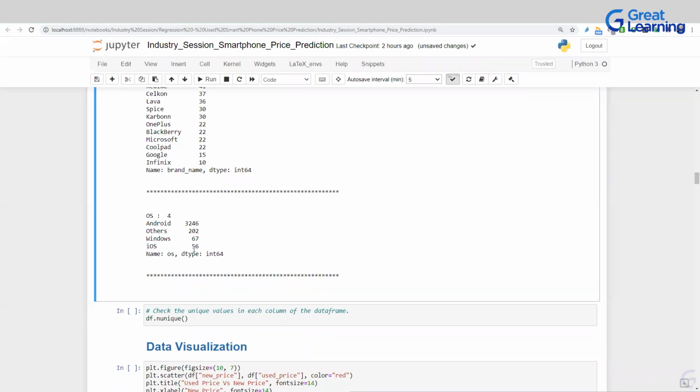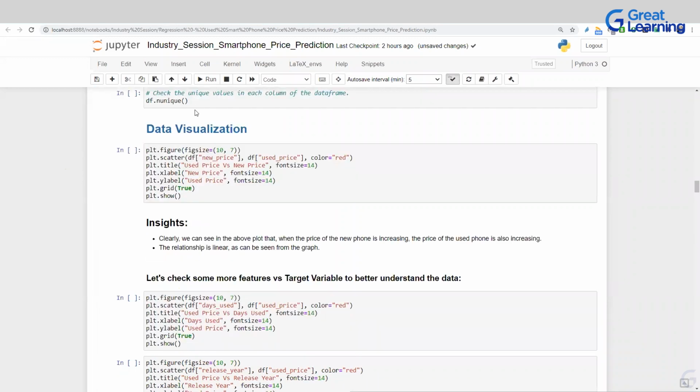iOS is used by Apple only. So there are only 56 Apple phones in the market out of 3,500, which shows that people are not ready to sell their Apple phones that easily. They are very satisfied with that phone and they want to keep using it. Okay, so let's go ahead and look at visualization.